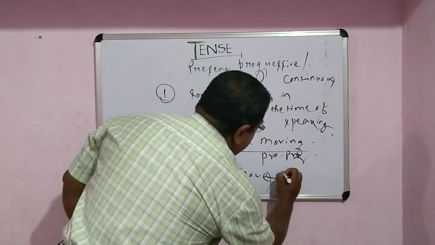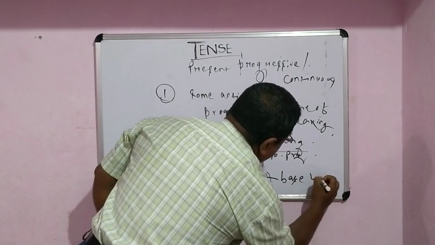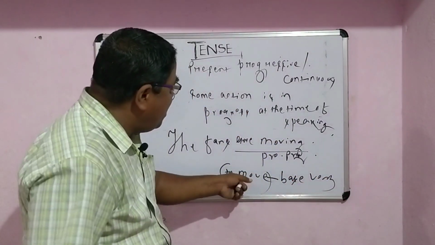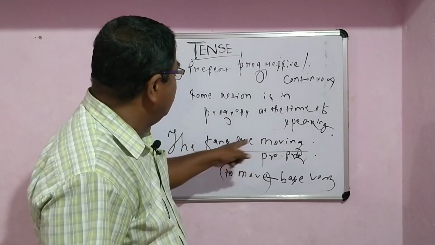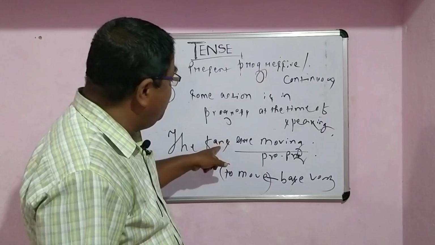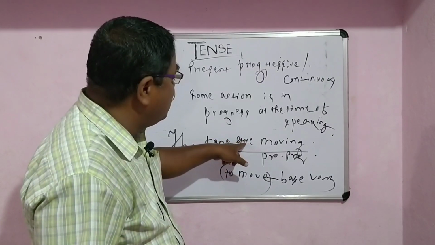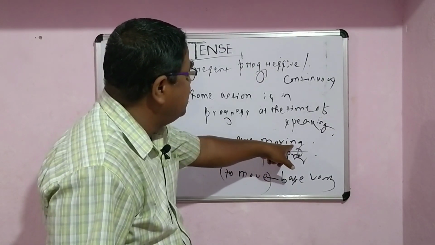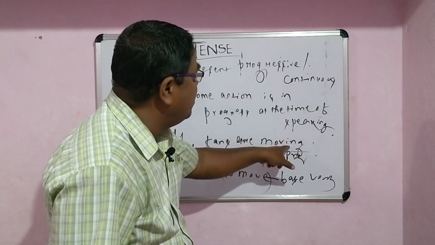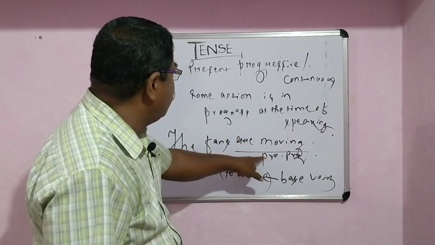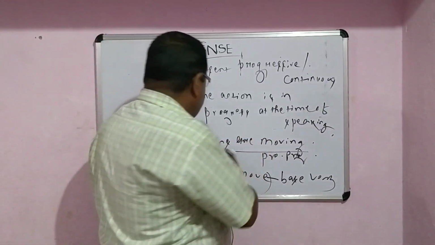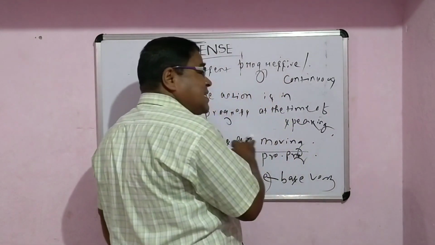So this is the base verb. To move is called the base verb or the root verb. From the base verb to move, the present progressive is are moving, because fans is a plural noun. For a plural noun, we have the be verb auxiliary are and the main verb ending with ing. Ing is the morpheme or the suffix with the main verb move. So are moving is the present progressive. If we simply say the fans are moving, here the sentence is incorrect.